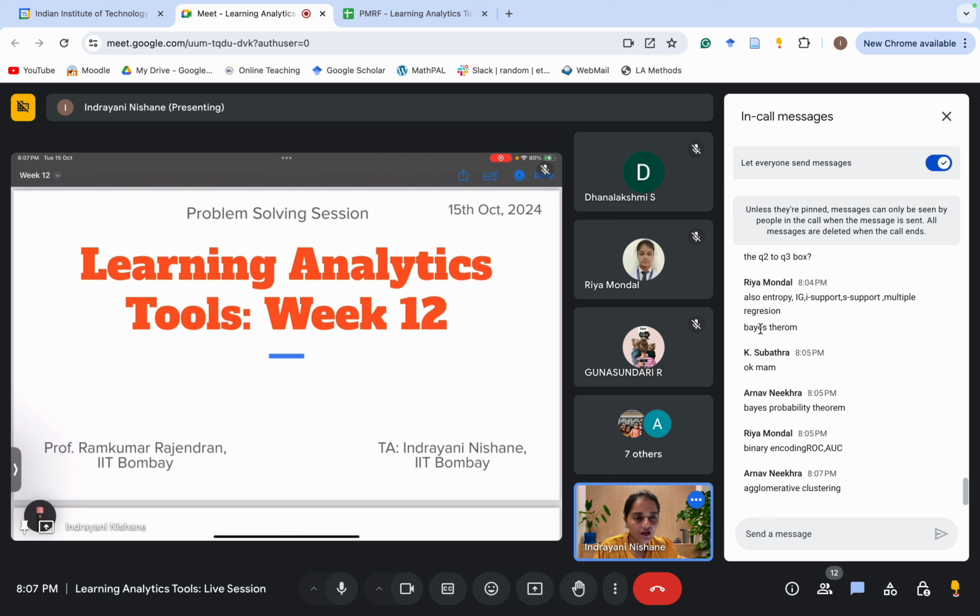Anything else? Agglomerative clustering. Okay, good thing is that most of the topics which you have listed are very simple to calculate and easy to do. So we should be able to cover everything in 1.5 hours, 2 hours next week.